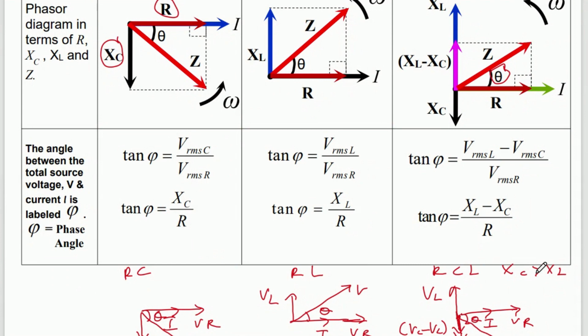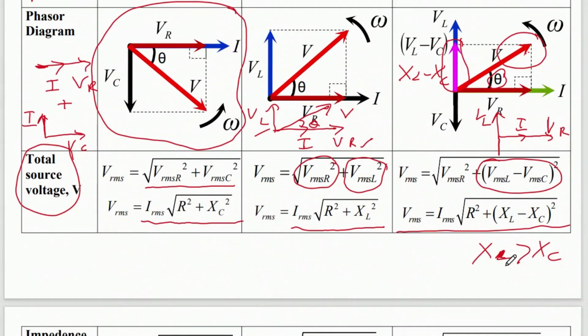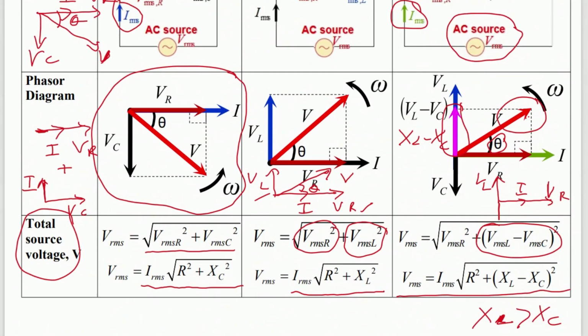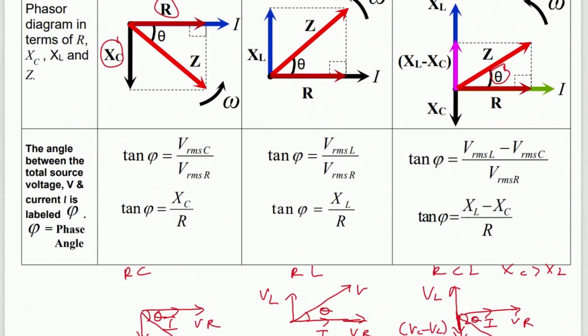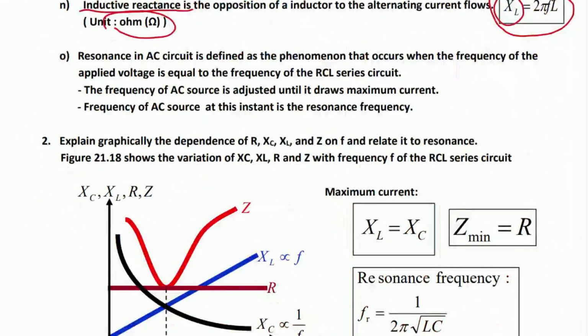When XC is larger than XL, we call it an RCL circuit that is more capacitive. If XL is larger than XC, we call it an RCL circuit that is more inductive. If XL is larger than XC, more inductive. If XC is larger than XL, more capacitive. Okay, next we continue with the last part of this topic.